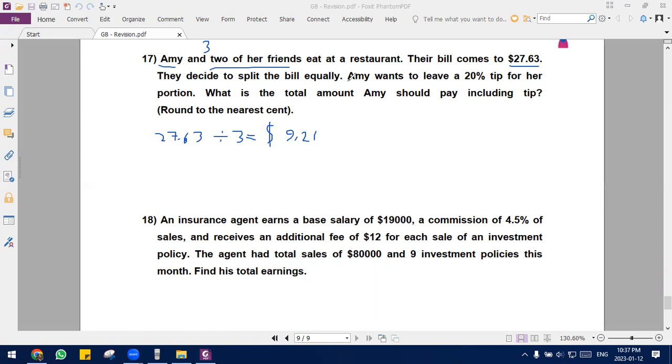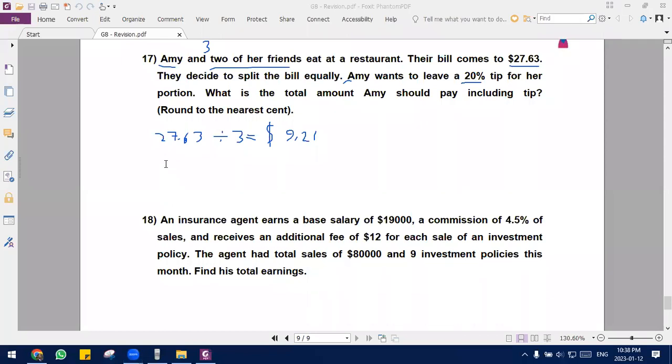And then let's complete. Amy wants to leave a 20% tip. As we said, tip means you are paying more. So you pay the bill and then you are paying a tip for the waiter. So she is paying 20% tip of her portion, like the 9.21. This is the meaning of the question. So what's the total amount Amy should pay including tip? So I find how much she should pay for the bill. Now I need to find how much she should pay for the tip. And then we find the total.